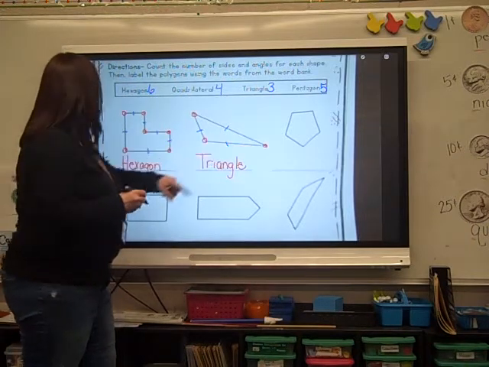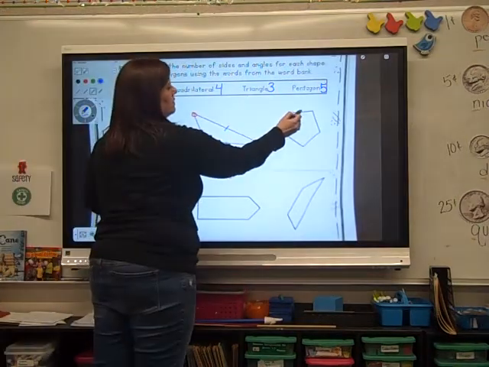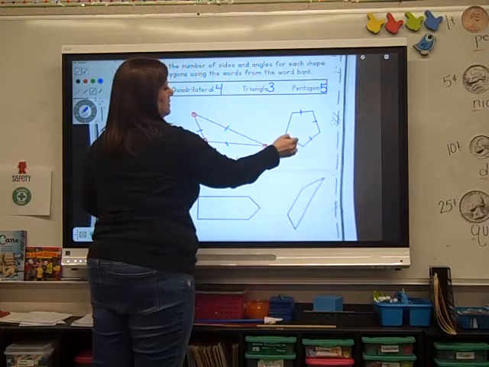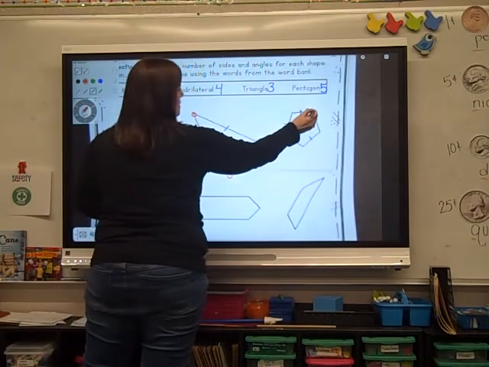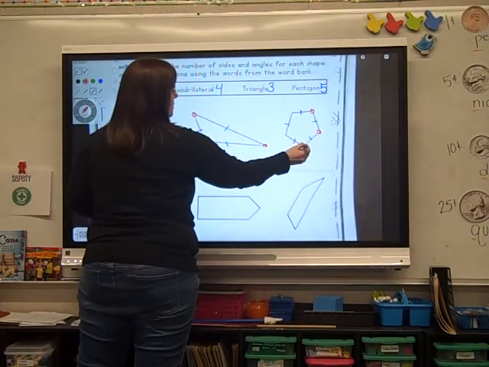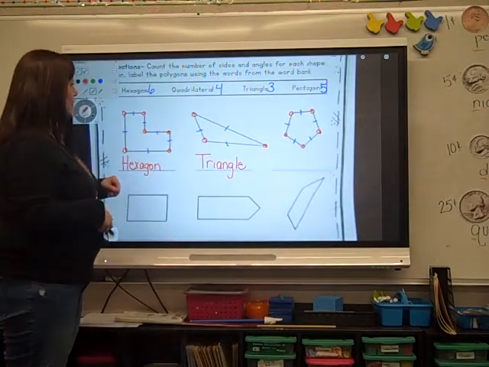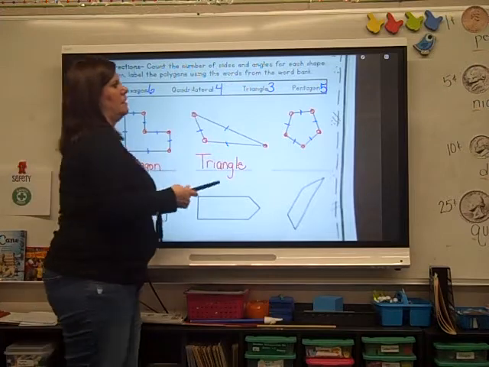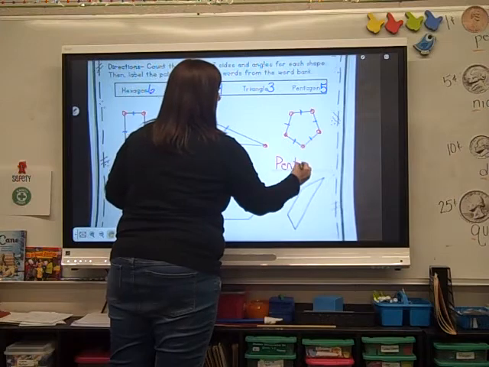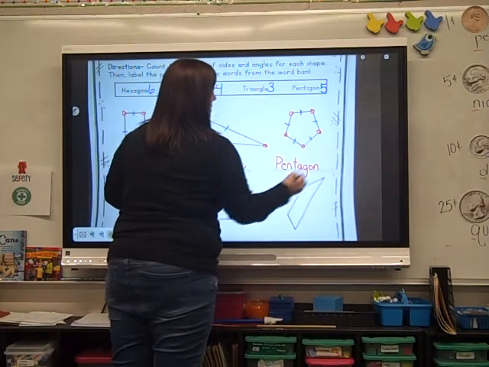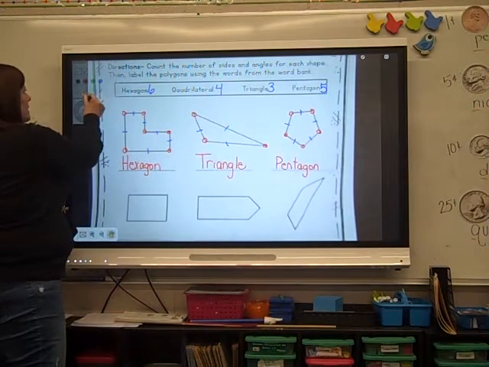All right, let's look at this one. Count the sides with me. 1, 2, 3, 4, 5. Let's count those angles. Make sure it matches. 1, 2, 3, 4, 5. Okay, so what's its name? Yep, pentagon. A pentagon has 5 sides and 5 angles. All right, go ahead and get that one done.